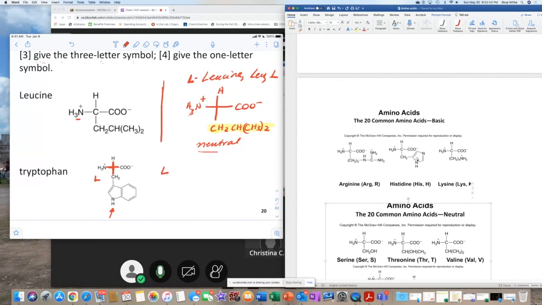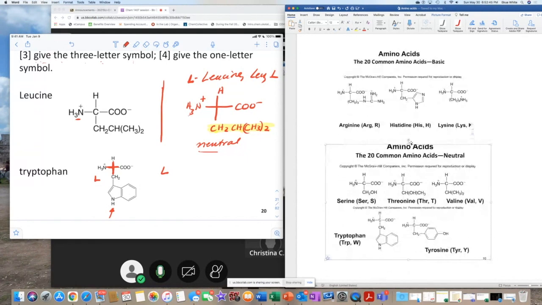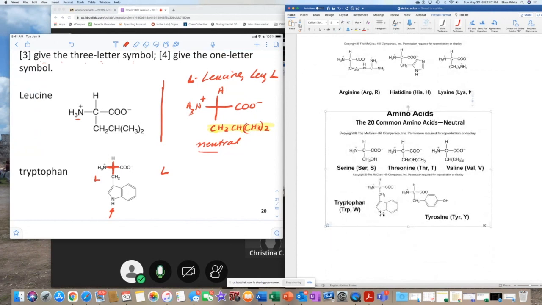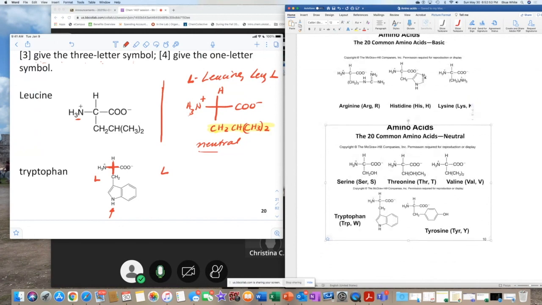CH2. No, this is just one. Yeah, this is just one ring. Let's see. This is tryptophan. So this is classified as neutral, even though this right here is classified as basic. It has to do with lone pairs. This has lone pairs right here that are available, additional to make this. There is some other stuff that we didn't go over because this class is an introductory level class and we can't go into those details.